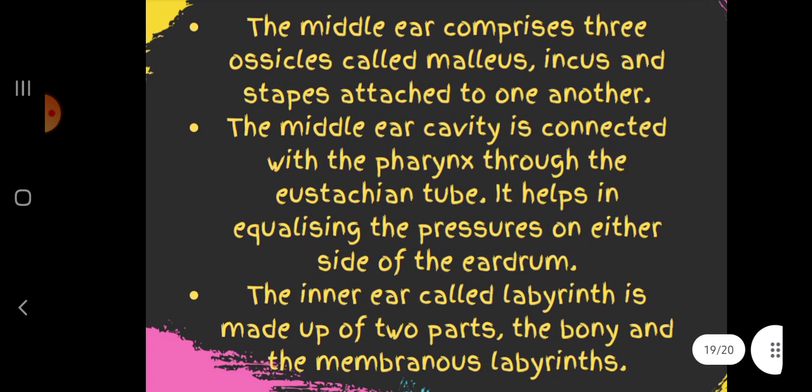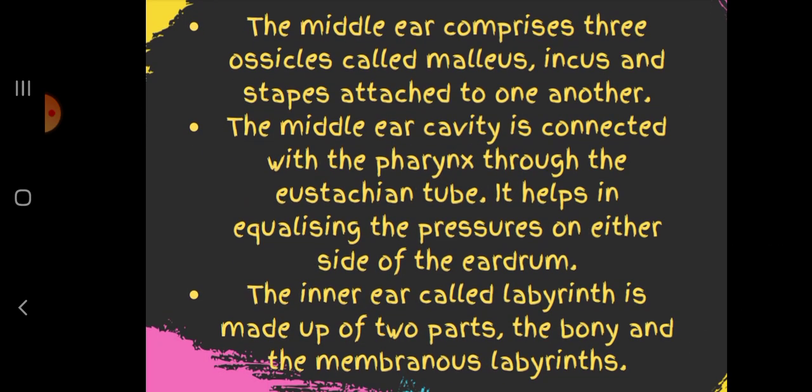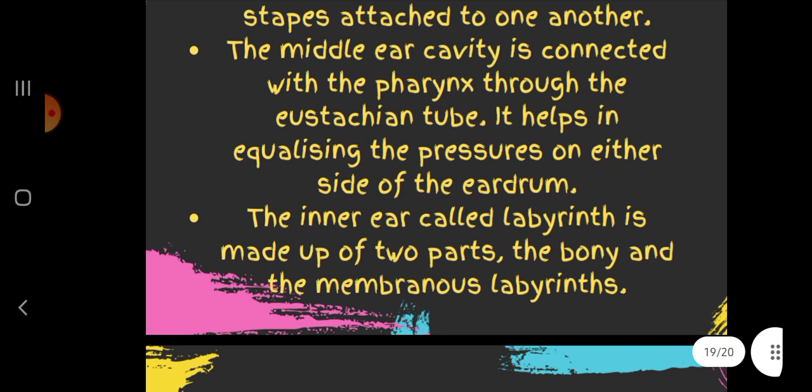Then the middle ear comprises ossicles called malleus, incus and stapes attached to one another. The middle ear cavity is connected with the pharynx through the eustachian tube. It helps in equalizing the pressure on either side of the eardrum. The inner ear, called labyrinth, is made up of two parts, the bony and the membranous labyrinths.